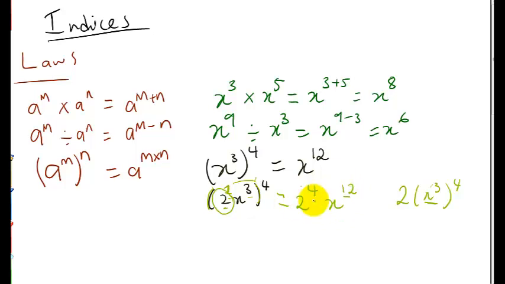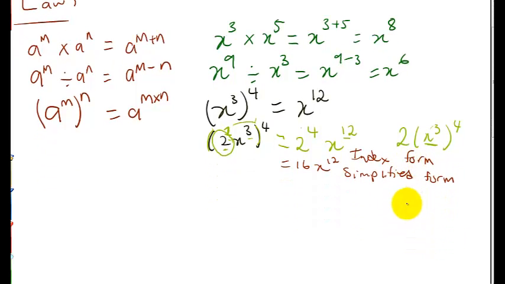And if it says in index form, so this is called index form. If it's said to simplify, well, obviously you must put that into your calculator. 2 to the power of 4 is 16. X power 4. So that's in simplified form. So if you said simplify, simplified form.